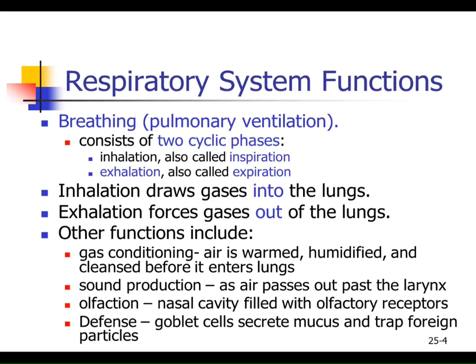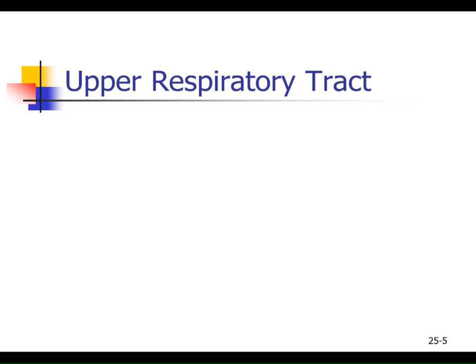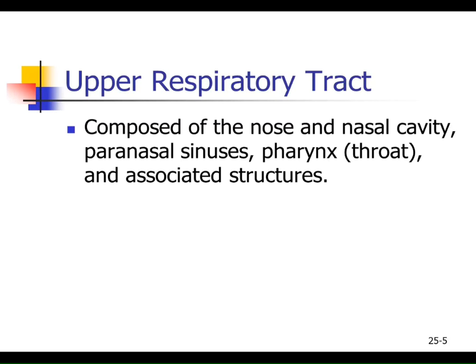You've also got sound production, working with the larynx and the voice box. You've also got olfaction. Your olfactory nerve comes into your nasal passages to help you smell. And you've also got defense, because you've got the mucus made by those goblet cells along the way, and you've got those cilia found in those pseudostratified columnar epithelium, and all of that is catching and trapping particles as it would try to get down into the microscopic structures.